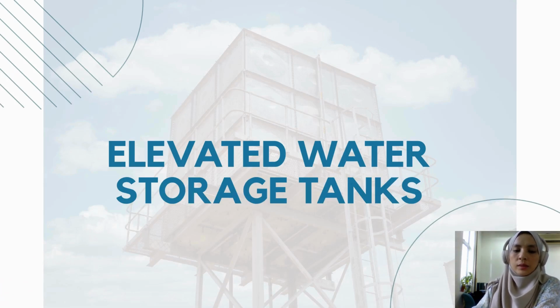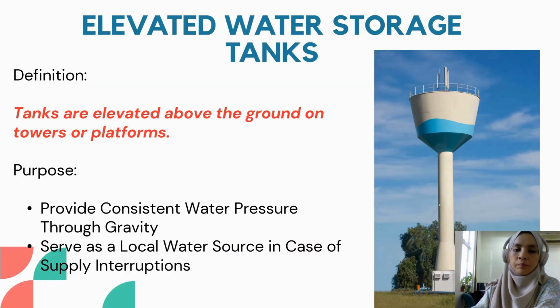Okay, so we go to the next type of water storage, which is the elevated water storage tank. Elevated water storage tanks can be defined as tanks that are elevated above the ground on towers or platforms. The purpose of this kind of storage tank is to provide consistent water pressure through gravity and also serve as a local water source in case of supply interruption.